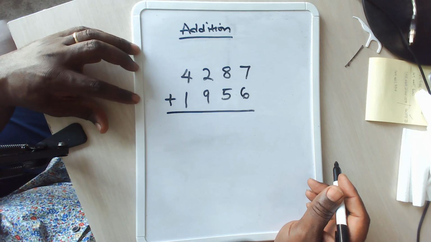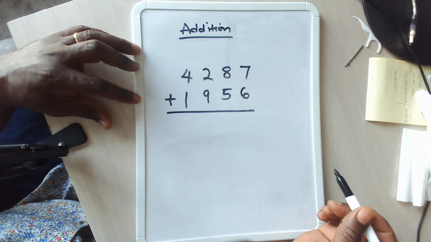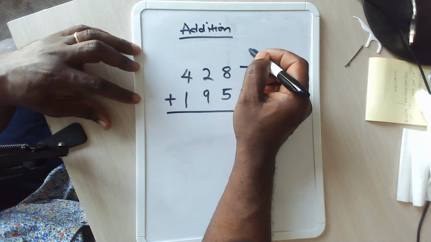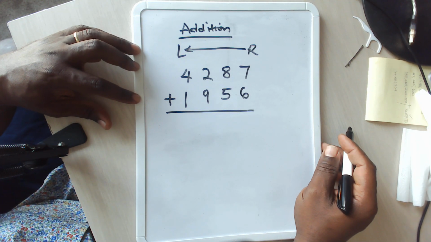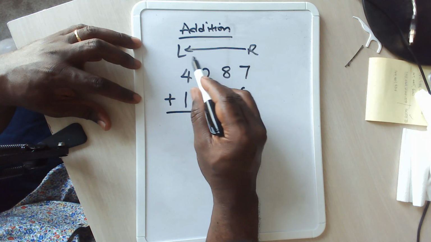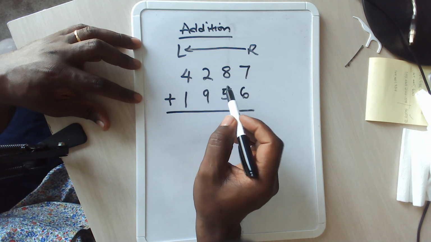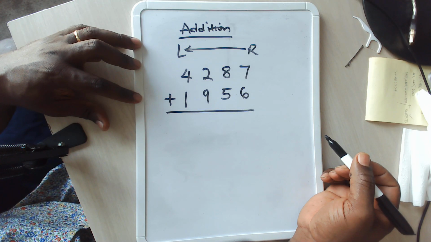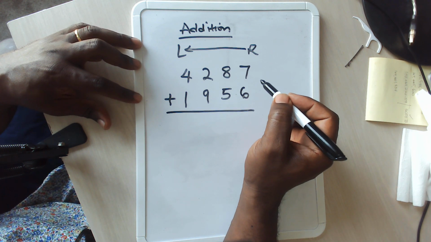Now, things you need to master when you are doing addition. Number one, you start adding from the right. This is the right. From the right to the left. So you add from the right column and to the left column. Then again, these numbers are always written in units. So I would like to also put the heading.